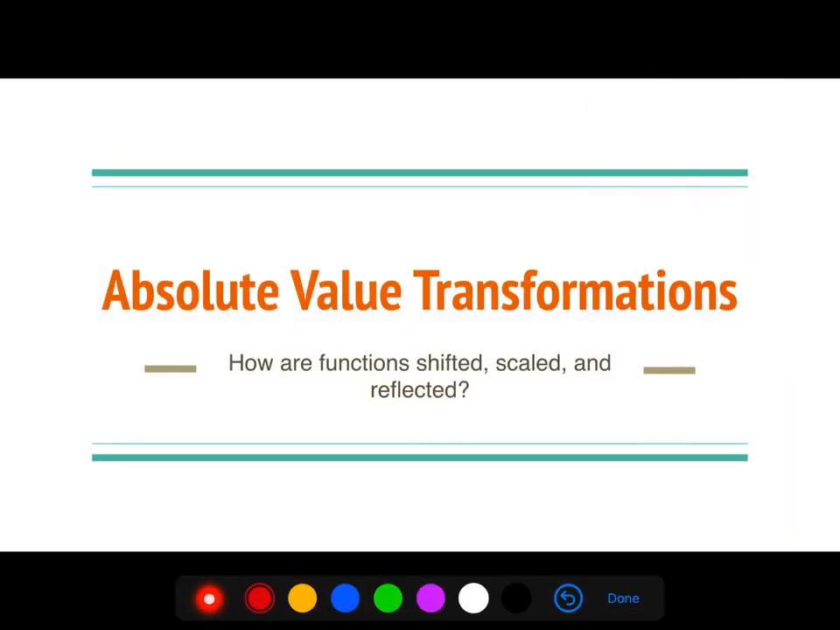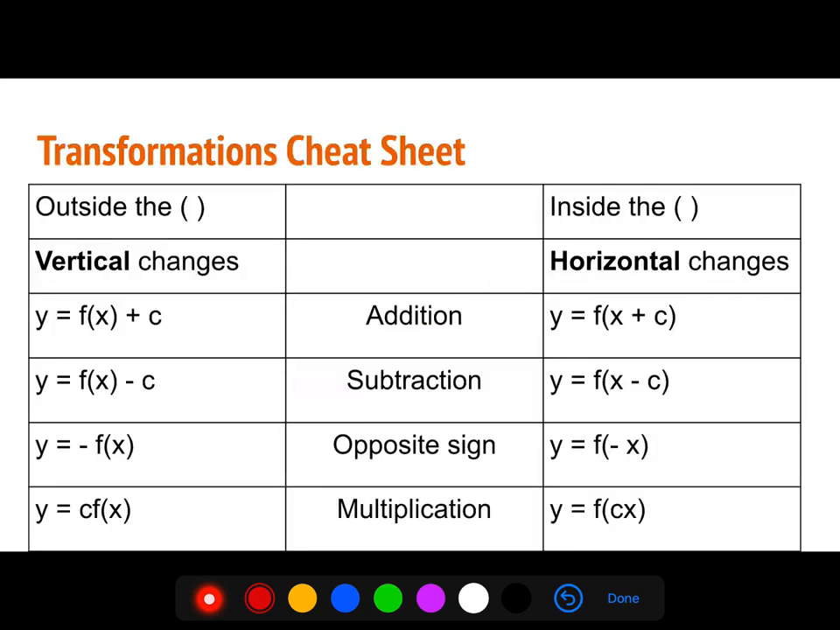Welcome to absolute value transformations. This is where we're going to see the absolute value parent function shifted, stretched, and reflected, but still retaining its V shape. On every parent function, I start out with a transformation cheat sheet. Since our parent function is the absolute value, everything on here for f of x refers to the absolute value of x.